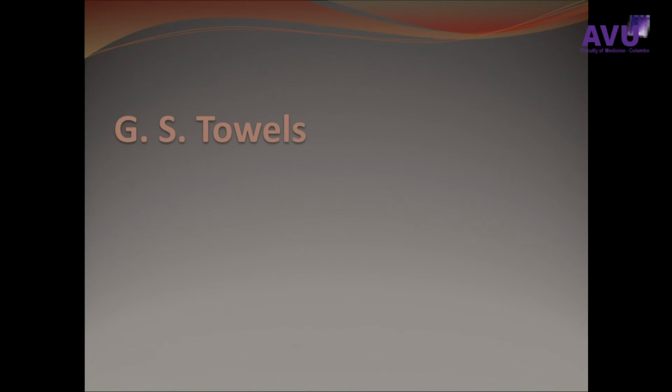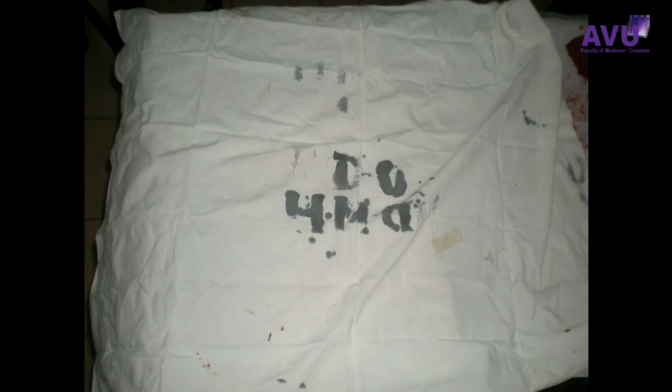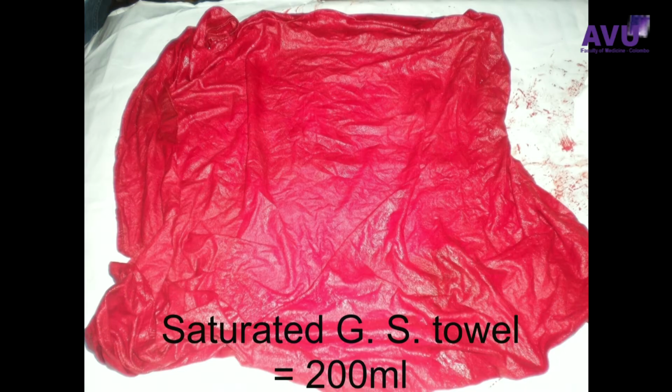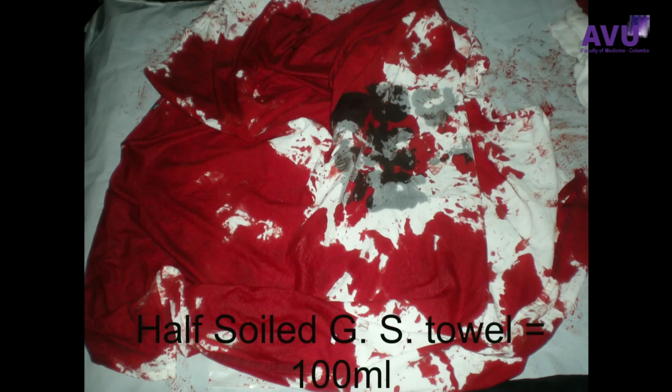The general surgical towels, these are the ones that we are using in Sri Lanka. In many countries these are not used, but if you are using them, it will be advisable to calculate the amount that you would require to soak them. The ones that we use will take 200 milliliters. A half soaked general surgical towel will be 100 milliliters.